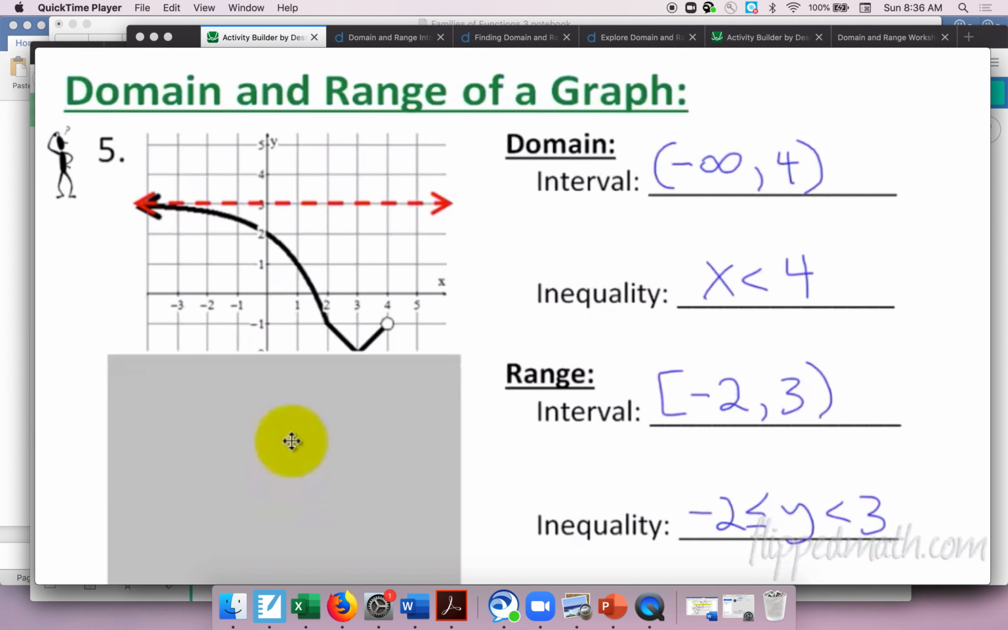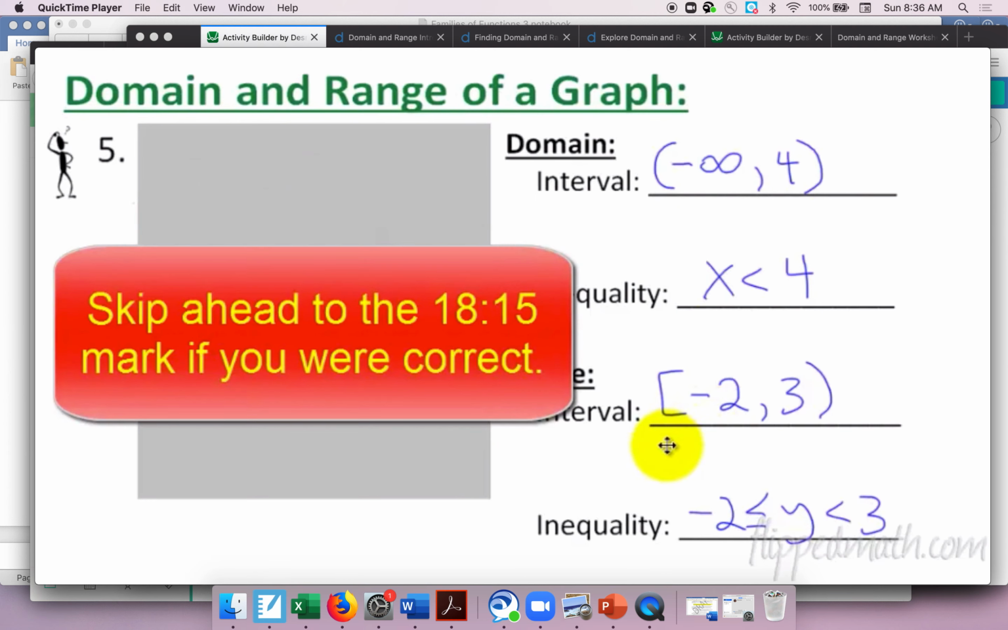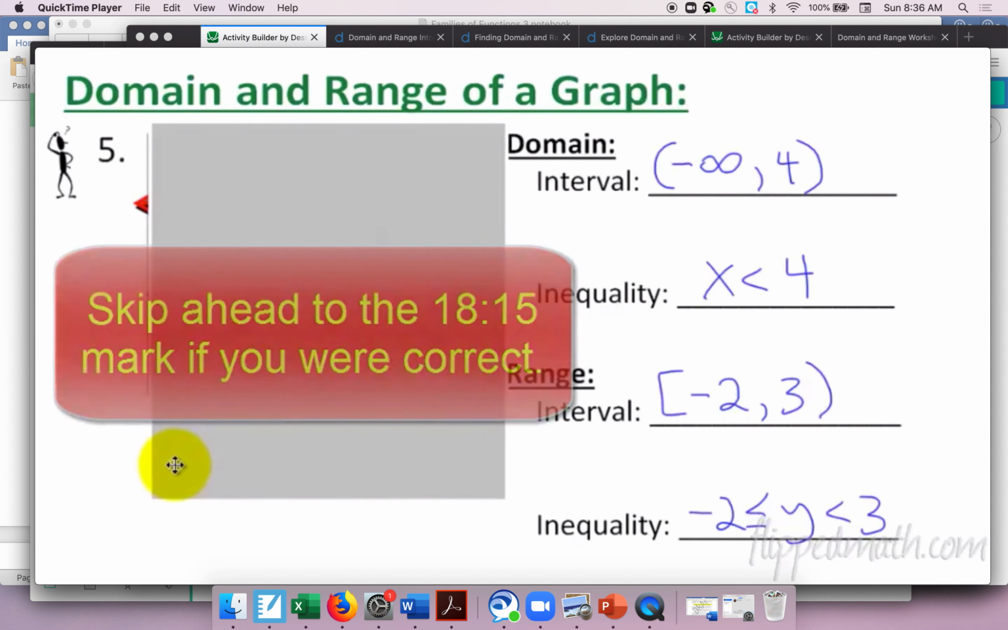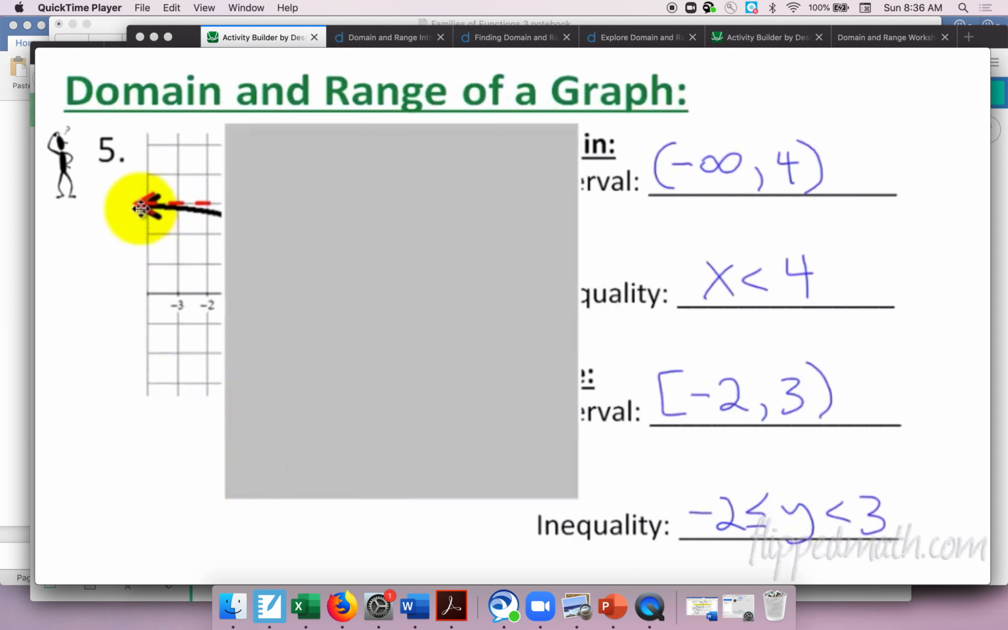It's a little bit more complicated than the ones we had before. So let's start off with domain by covering this up. Again, if you already have these answers and you know they're correct, you can skip ahead to the last problem, number 6. If you need some help doing this one, let me show you how it works. As we start revealing the left side of the graph, the farthest domain value on the left is actually -infinity because it keeps going forever. That's why I put a -infinity right here.